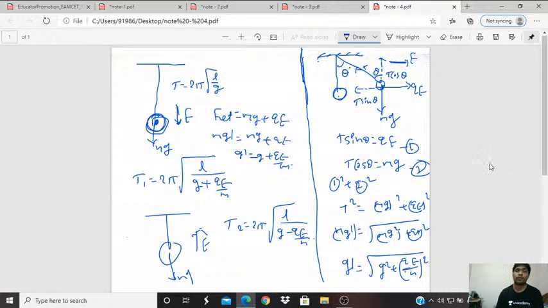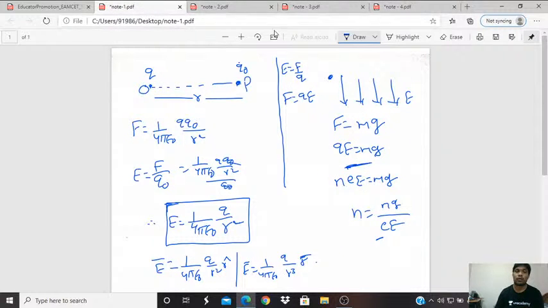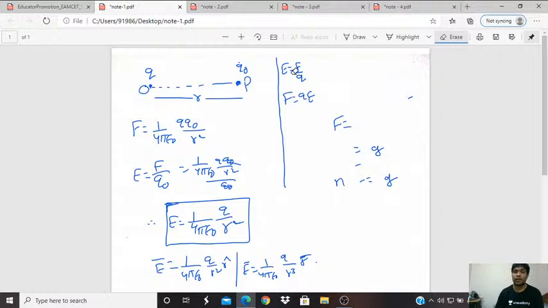Now see, whatever the time period, T equal to 2 pi root of L by g, na?